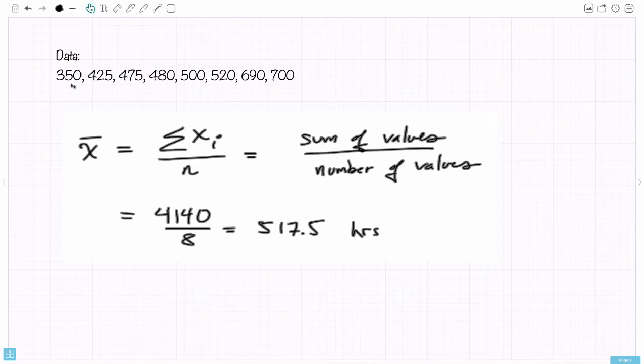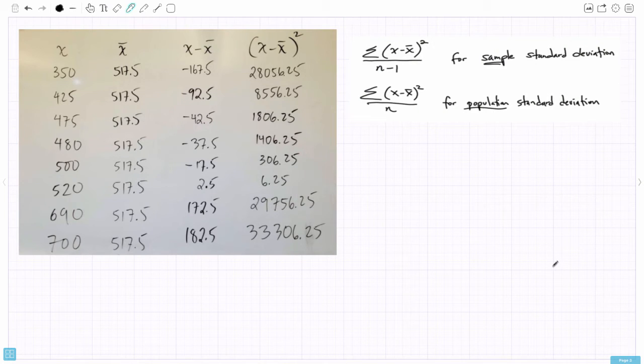If I add all these guys together, I'm going to get 4,140 divided by 8, and I get the average 517.5. That's the first step in finding the standard deviation. The next step is to create a table like this.